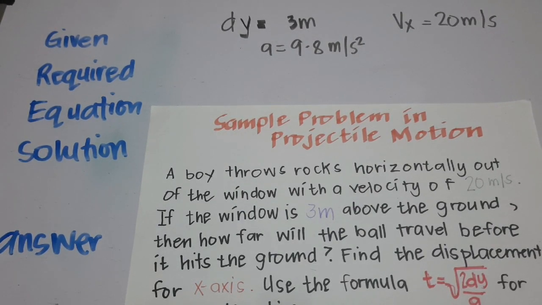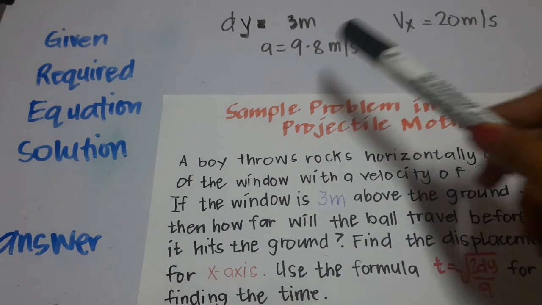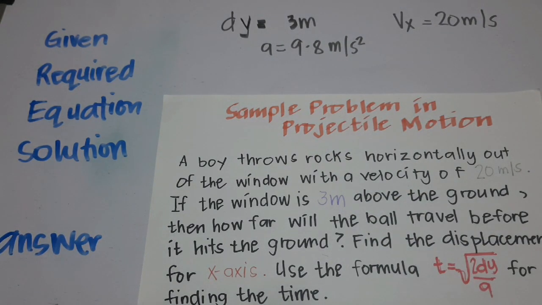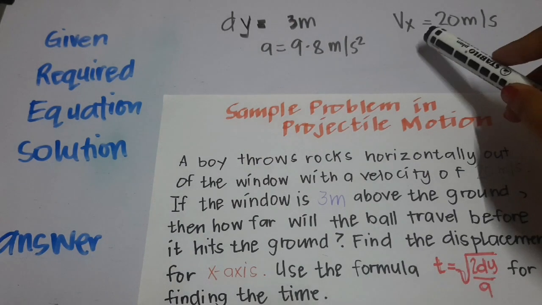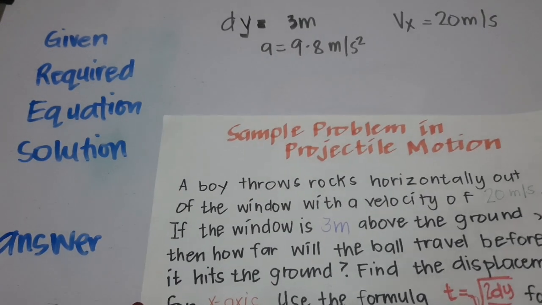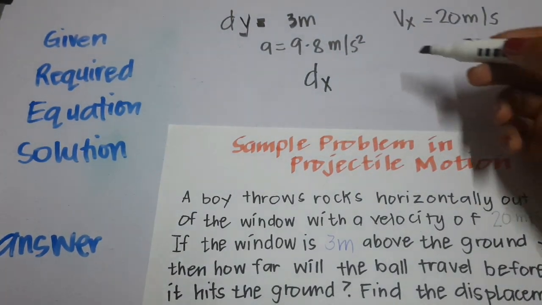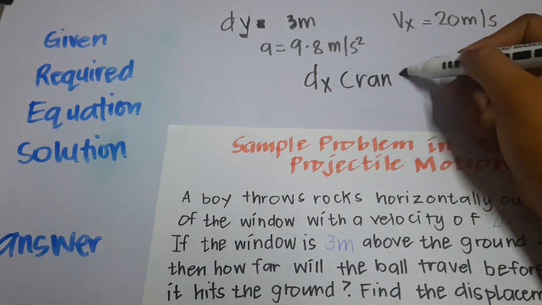So now let's identify the given values based on the word problem that is presented in number 4. So first, the distance in y direction is 3 meter. The velocity in x direction or x-axis is 20 meter per second, and then the acceleration is 9.8 meter per second squared. So what is the required or the unknown? That is the distance in x-axis, or what we call the range.